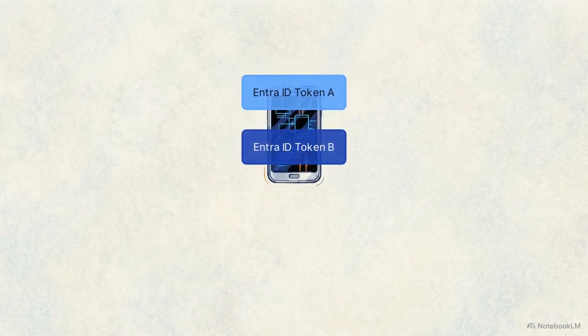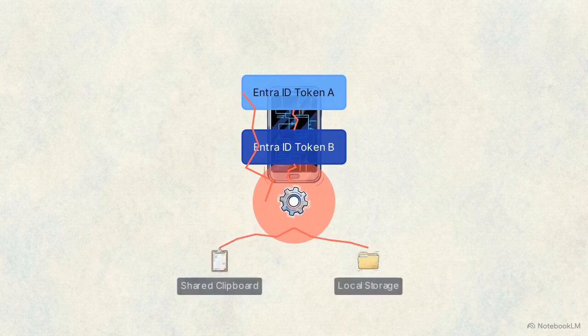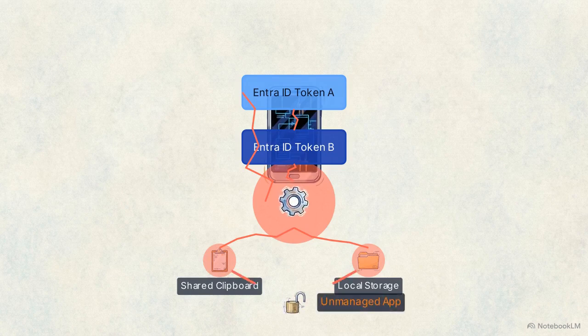If you drop two distinct Entra ID tokens into a single unmanaged operating system, the data naturally bleeds across the local environment. Entra ID is Microsoft's cloud-based identity and access management service. The host operating system does not natively distinguish the rules governing those two tokens. The device's shared clipboard and local storage folders become direct pathways for sensitive corporate information to transfer into unmanaged applications.